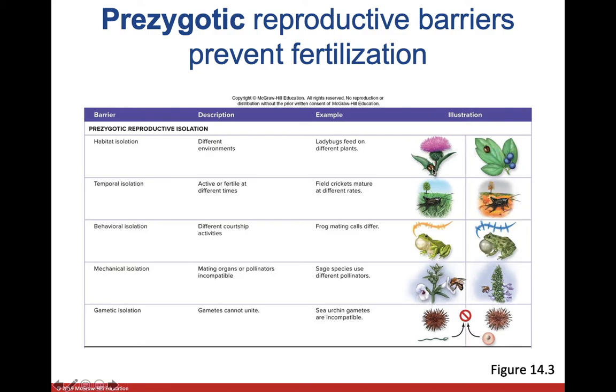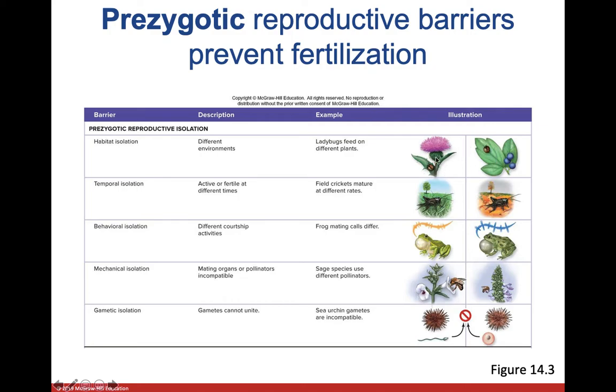So another example would be these two ladybugs. Different species of ladybugs are different versions of ladybugs. This species feeds on blueberries. This species feeds on thistles. These two species of ladybugs will never ever come in contact with one another.